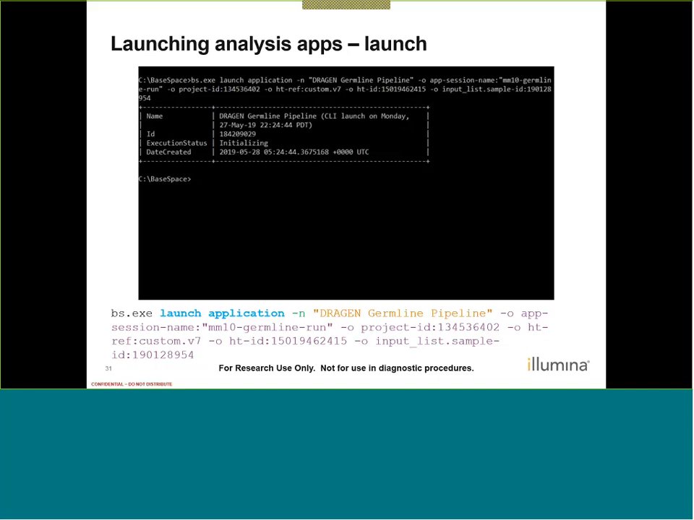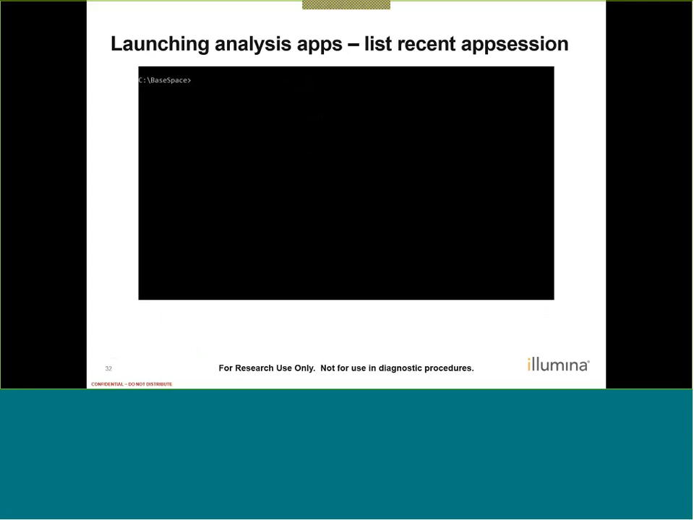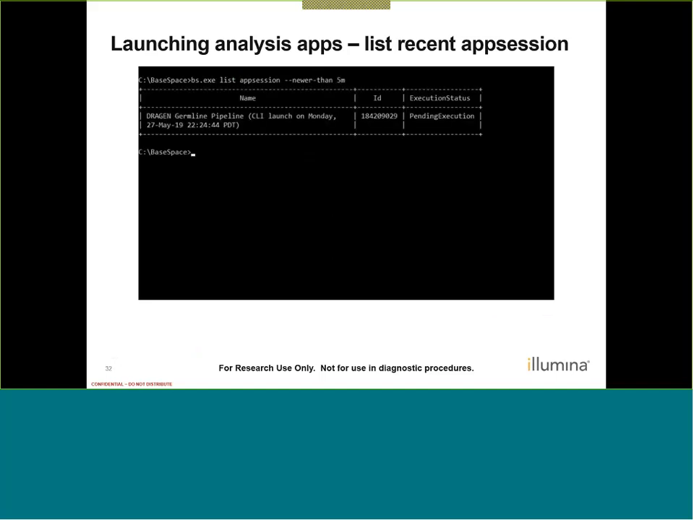So what we can do is use that very last command I had on the previous slide, and we can just check the status of our most recent app sessions. And here, I'm just going to list the app sessions that are newer than 5 minutes. So if you do that, then only those that are 5 minutes or younger will be listed, and we can see here in the execution status that it actually went from initializing into pending execution, which is one step closer to running.